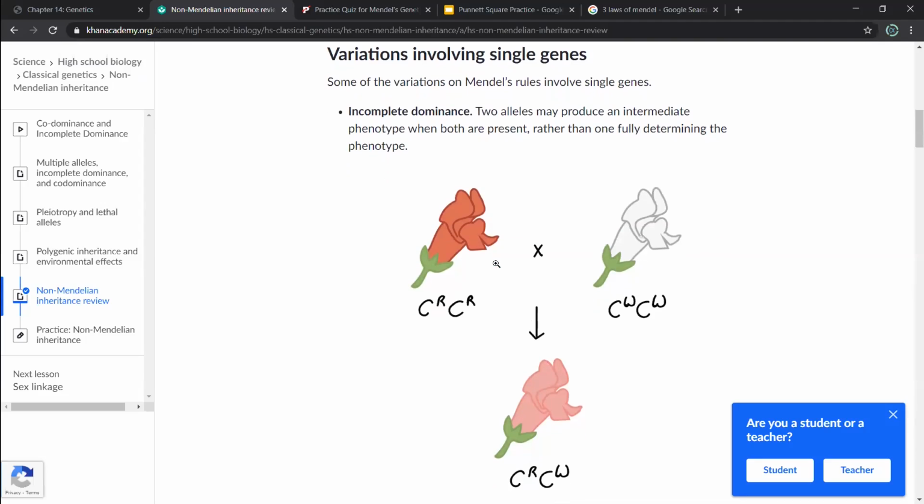So one is called incomplete dominance. This is when the heterozygous genotype creates a completely new phenotype. Look here, we have a homozygous dominant genotype, so we get the red flower phenotype. We get the homozygous recessive white phenotype, so we're going to get the white flower.